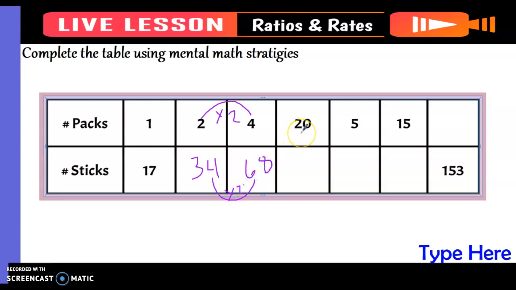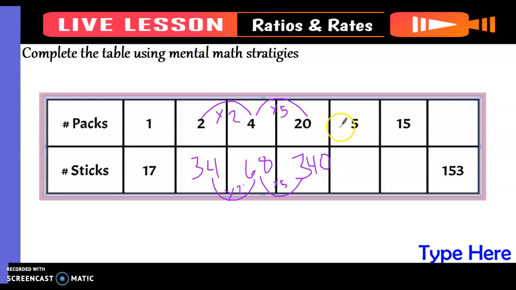Okay, now I want to figure out 20 packs. For 20 packs, I can do a couple of things. I can start at 1 and multiply that times 20. Therefore, I will multiply 17 times 20. Or I can take 4 and multiply that times 5. Okay, and then multiply 68 times 5. Pause the video and tell me how many sticks come in 20 packs. All right, so we know that 20 packs give you 340 sticks.